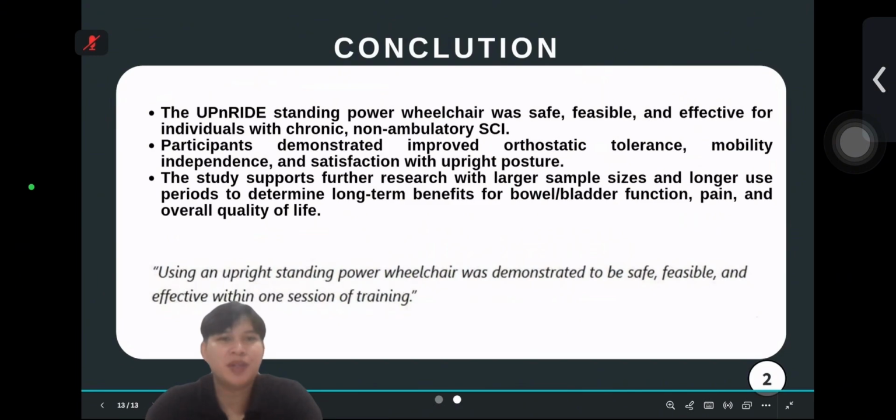The upright standing power wheelchair was safe, feasible, and effective for individuals with chronic non-ambulatory SCI. Participants demonstrated improved orthotic tolerance, mobility independence, and satisfaction with upright posture. The study supports further research with a large sample size and longer use period to determine long-term benefit for bowel and bladder function, pain, and overall quality of life.